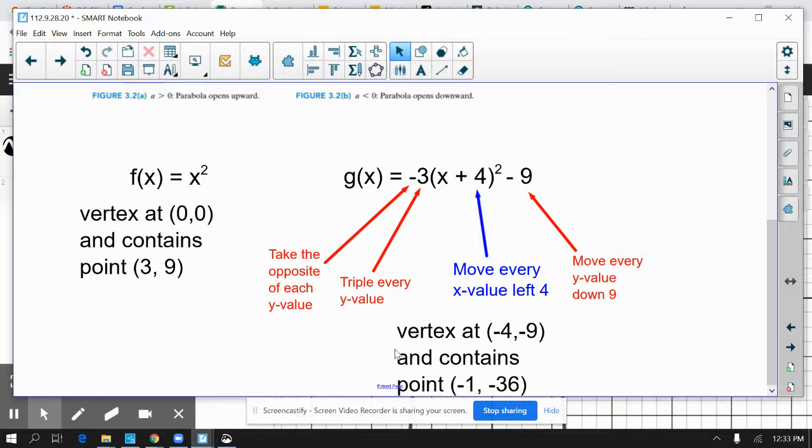And 3, 9 got converted to -1, -36 from this. First, move the x value to the left 4. So if you move 3 to the left 4, you would get -1. And the y value, 3 things happen to the y value. You triple it, so 9 becomes 27. You take its opposite, so 27 becomes -27. And then lastly, you would subtract 9. So -27 minus 9 brings you to -36. And of course, if you just plug in -1 into here and evaluate, you would end up getting -36 anyway.